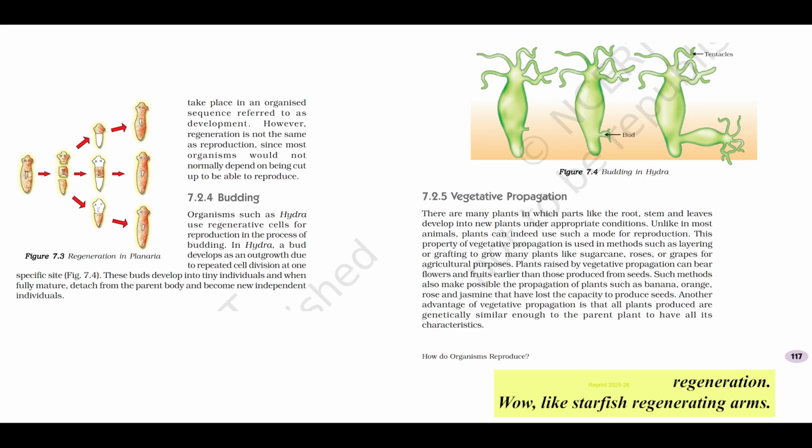Wow, like starfish regenerating arms. Similar concept, yes, but Planaria takes it a step further. The mechanism behind regeneration involves specialized cells, often called regenerative cells. These cells can proliferate, multiply rapidly to form a large mass of cells. From this initial mass, these cells then undergo changes and differentiation, they specialize to become various cell types and tissues, reforming the entire organism in an organized sequence. This is called development.